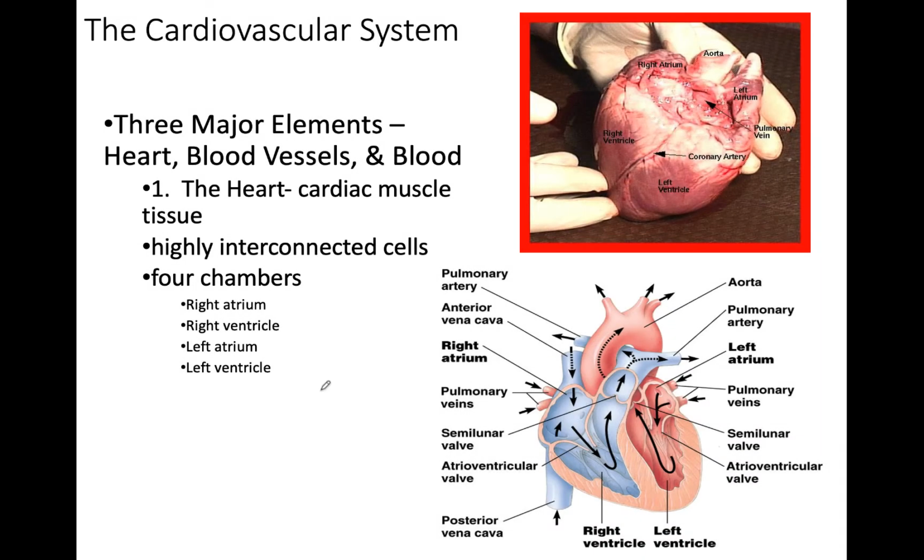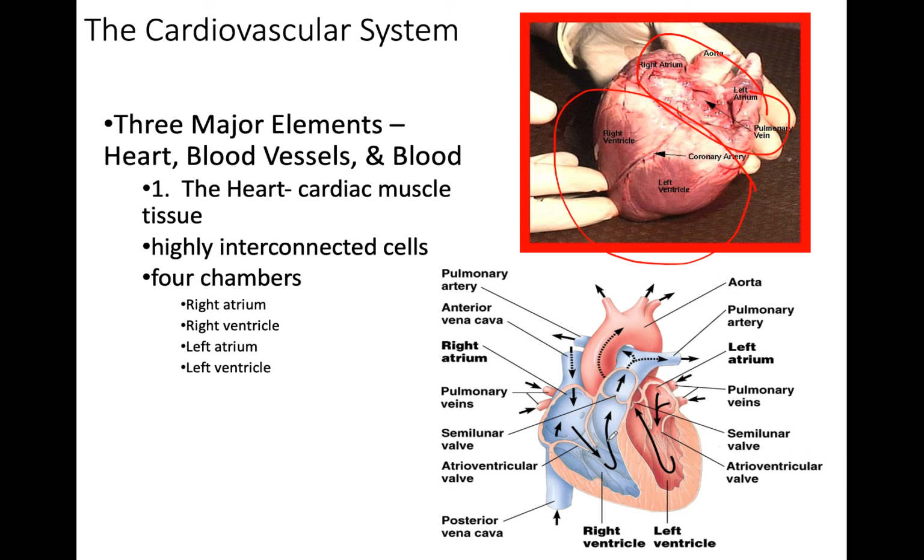Now, I combined the next 2 slides together into one so you can see the entire anatomy of the heart. The cardiovascular system includes the heart, the blood vessels, and the blood. In terms of the heart, here is an actual heart that belongs to a sheep, and you can see the right side of the heart is here and the left side of the heart is here. We've got the atria at the top and the ventricles at the bottom. Here is a frontal view of the heart.